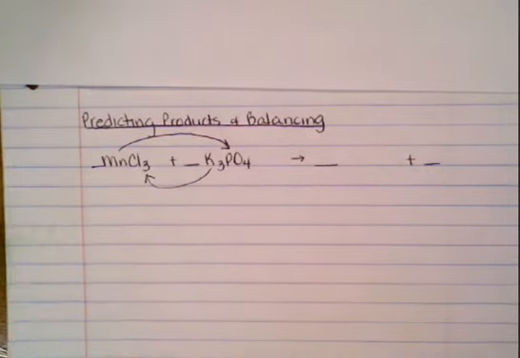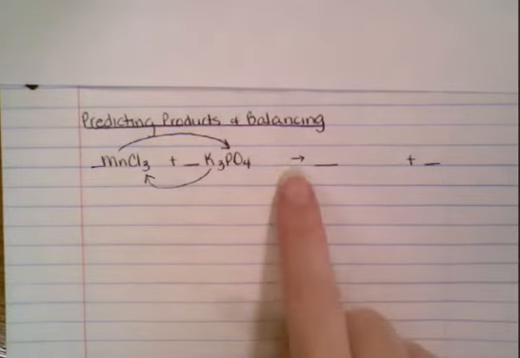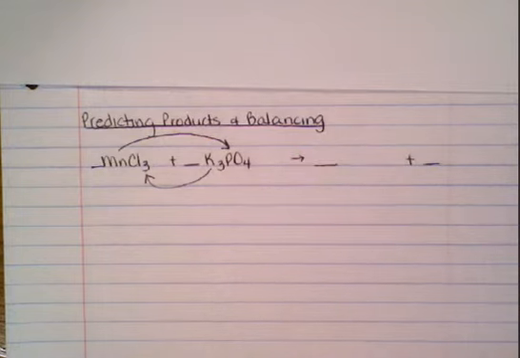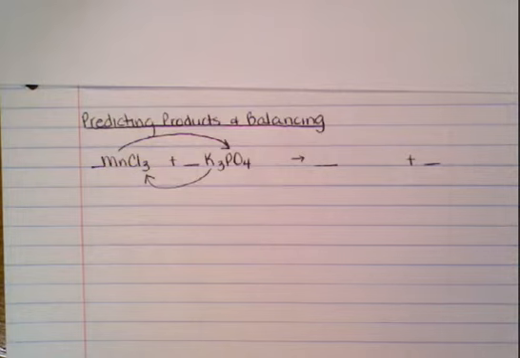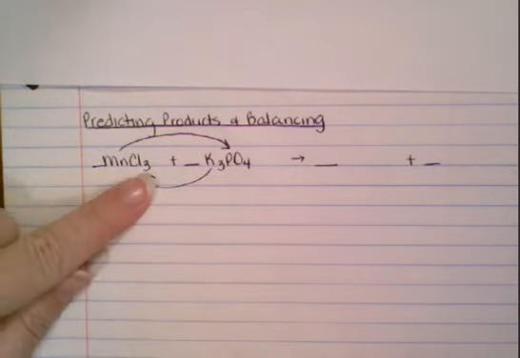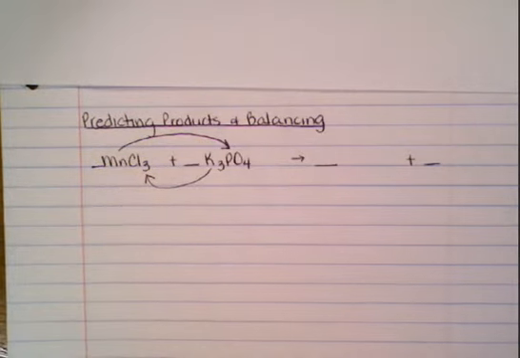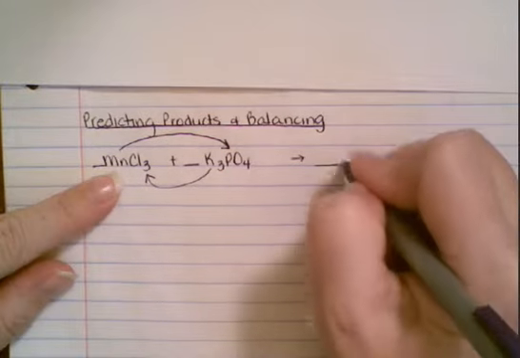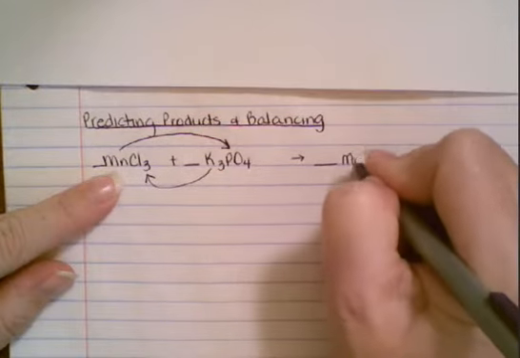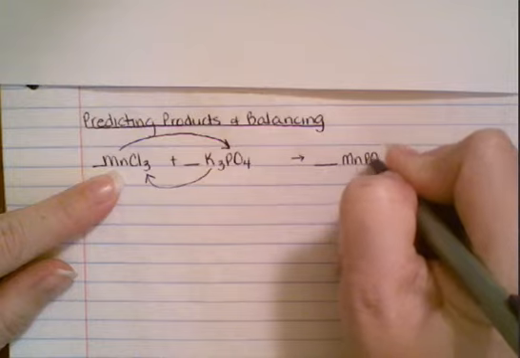I'm all about visualization. So my outside partners are going to hook up and my inside partners are going to hook up. Now, when you go across the arrow, the only time you can take a subscript is if it is part of a polyatomic ion. If it is used for balancing, as in the case for the Cl and the K, it cannot cross the arrow. So I'm going to put an Mn and a PO4 together.